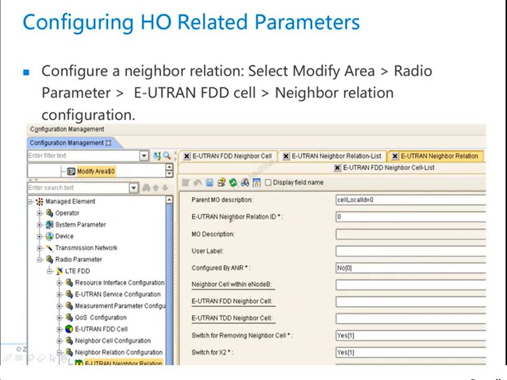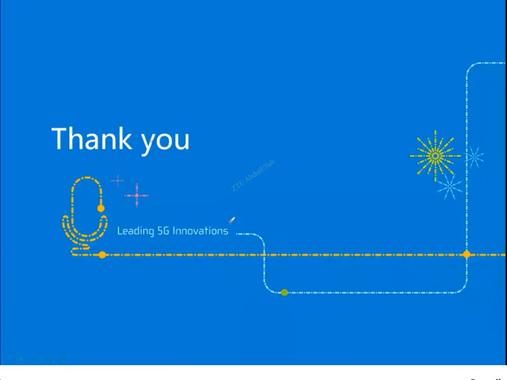So this is configuring handover related parameters in our NetNumen. I think it is not complicated to find the position, but how to set the parameters should be based on real experience. Okay, so that's all for this part of the topic. Thanks for your learning.